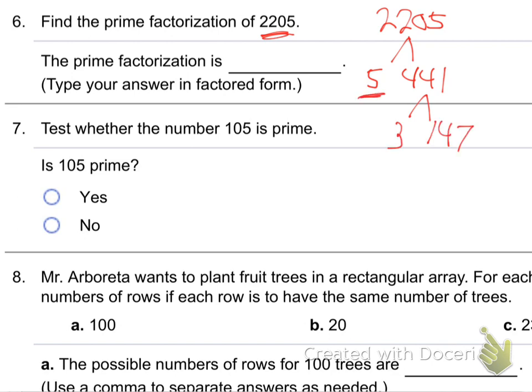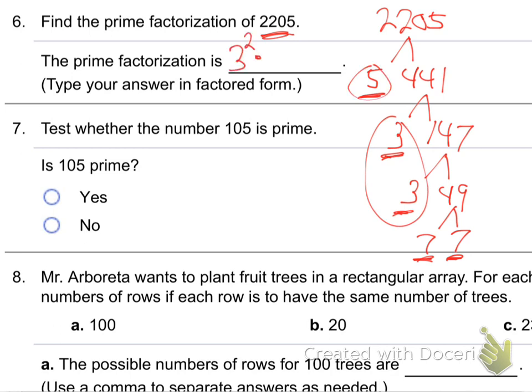The 5 is done. The 3 is done. How about this one? Try to divide by 3 again. I'm getting 3 times 49. That's done. And 49, 7 times 7. So there it is. There's the breakdown. What do we end up having? 2 3s, a 5, and 2 7s. So there's the prime factorization of 2205.